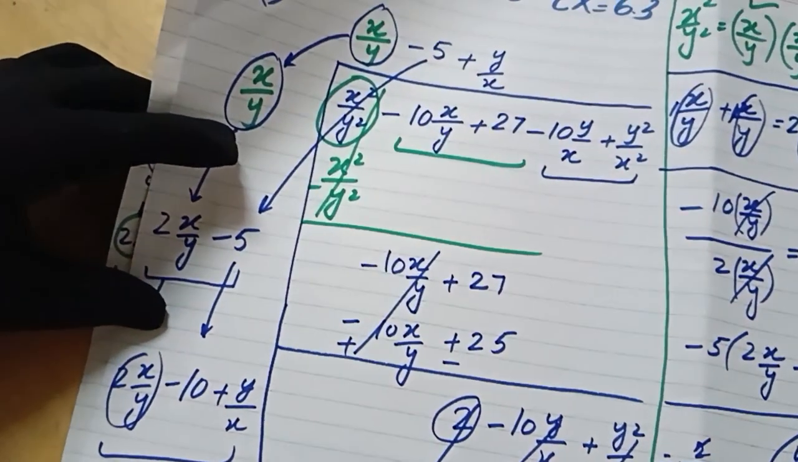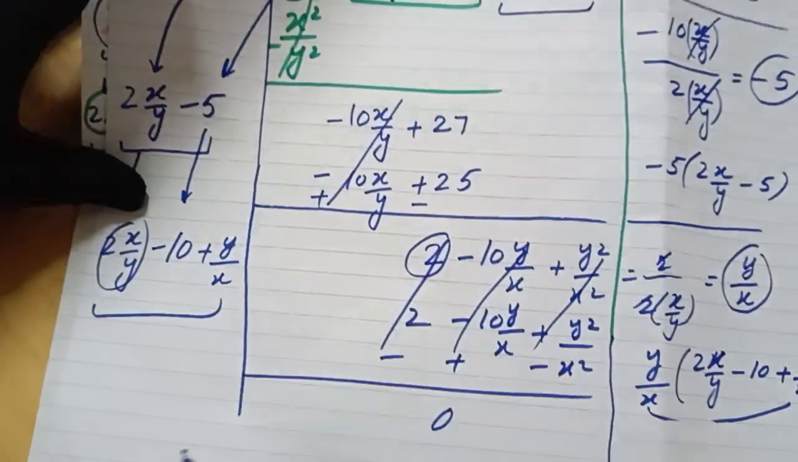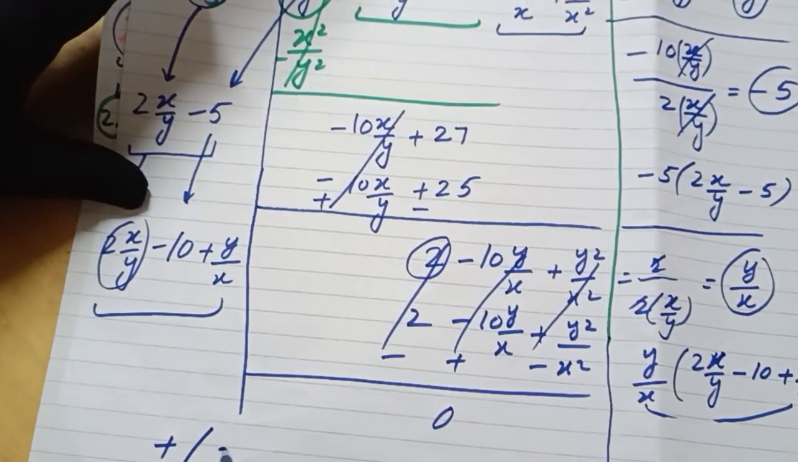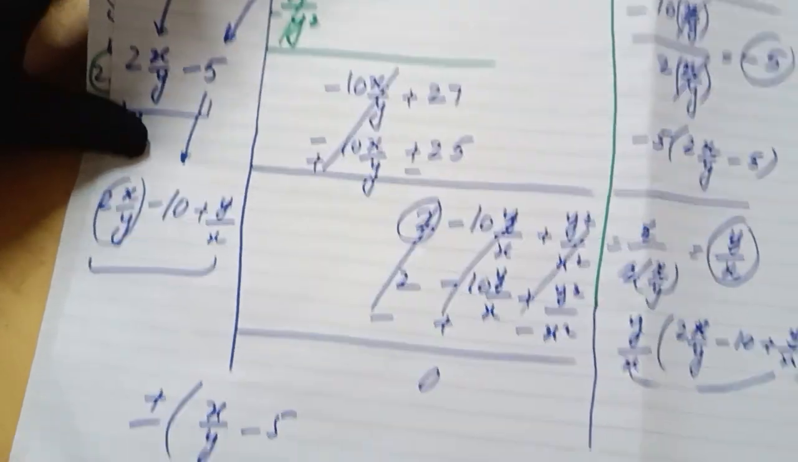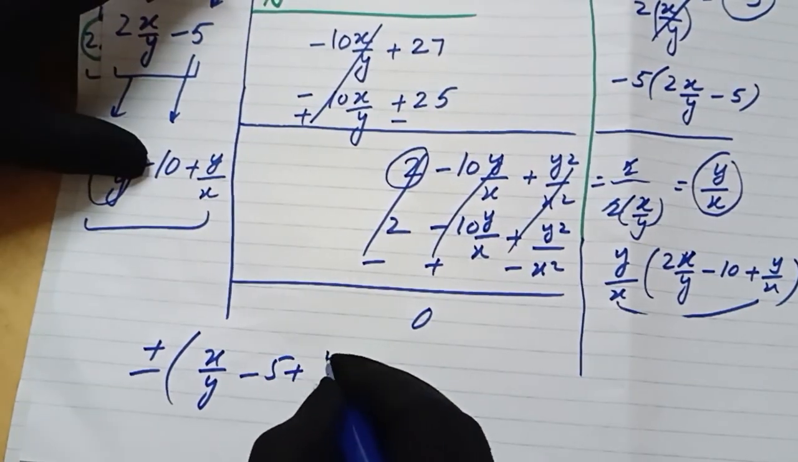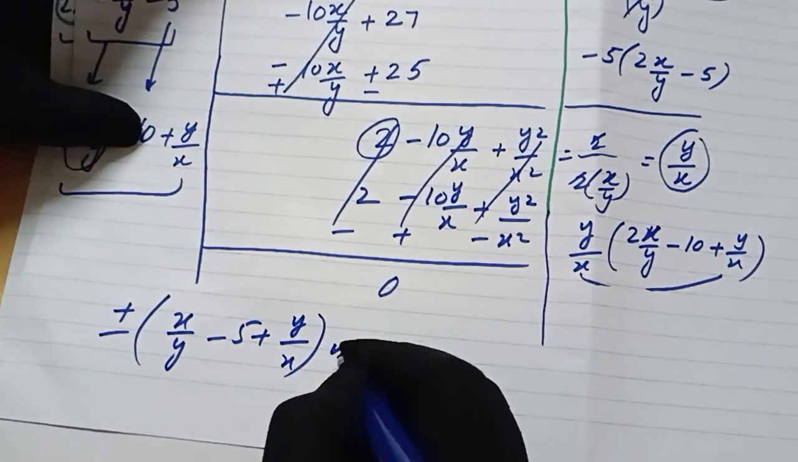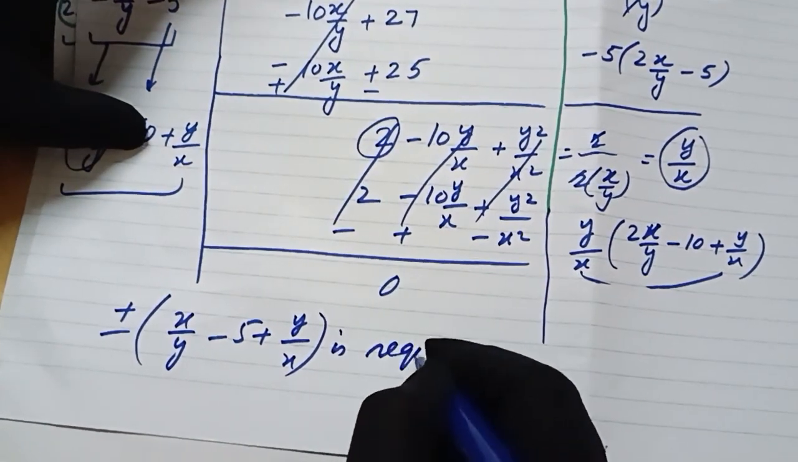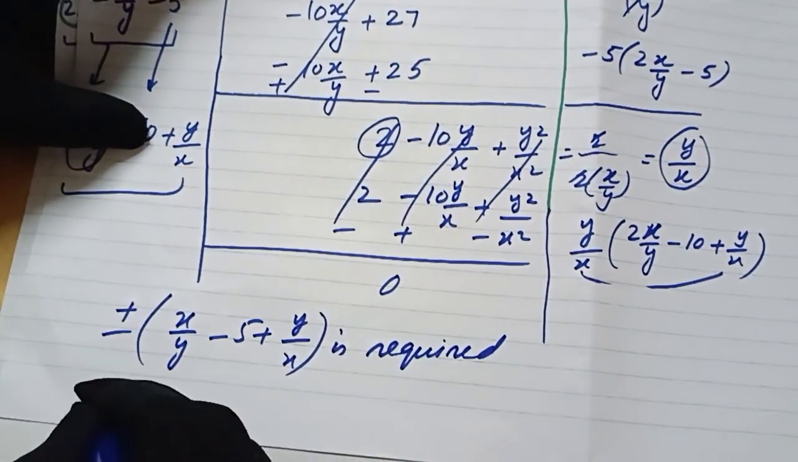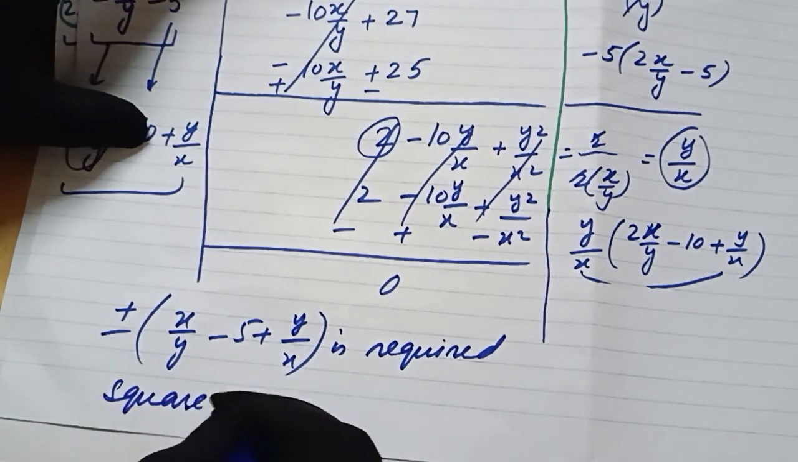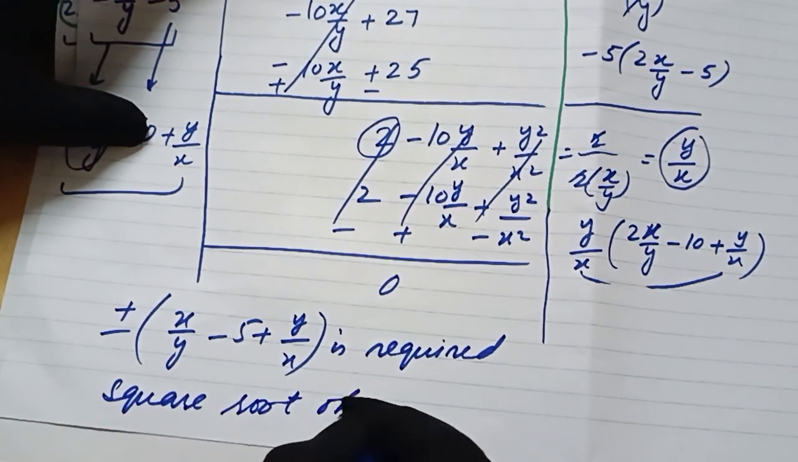So the square root thus obtained we can write as plus minus of x over y minus 5 plus y over x. This is the required square root obtained.